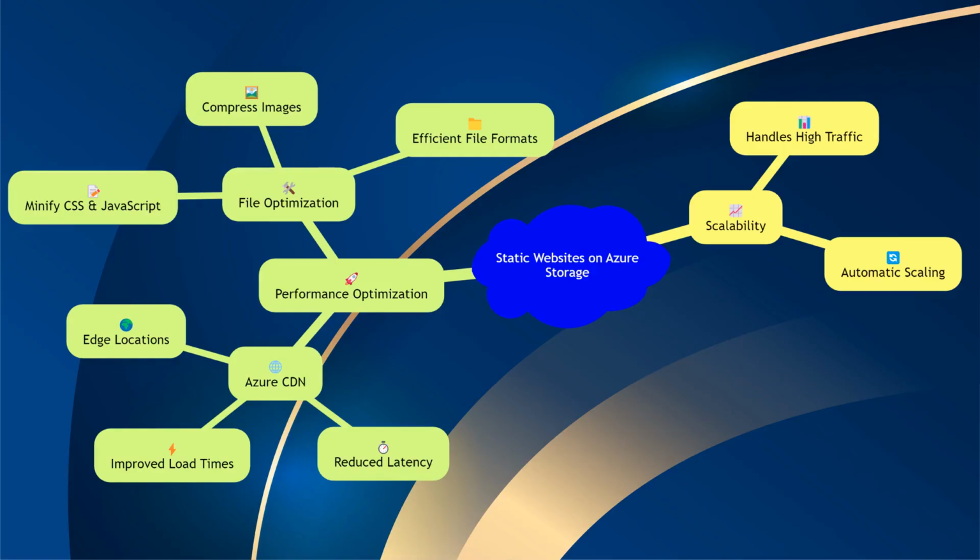Static websites hosted on Azure Storage can easily scale to handle high traffic volumes. Azure Storage automatically manages scaling based on demand, ensuring that your website remains responsive even during traffic spikes. To further optimize performance, you can integrate Azure CDN with your static website. Azure CDN caches your static content at edge locations around the world, reducing latency and improving load times for users. Additionally, you can optimize your static files by minifying CSS and JavaScript, compressing images, and using efficient file formats.